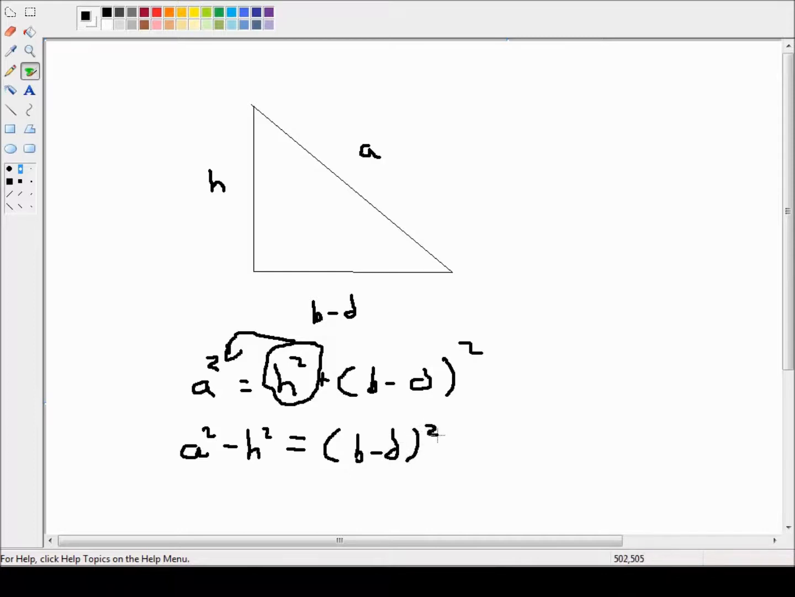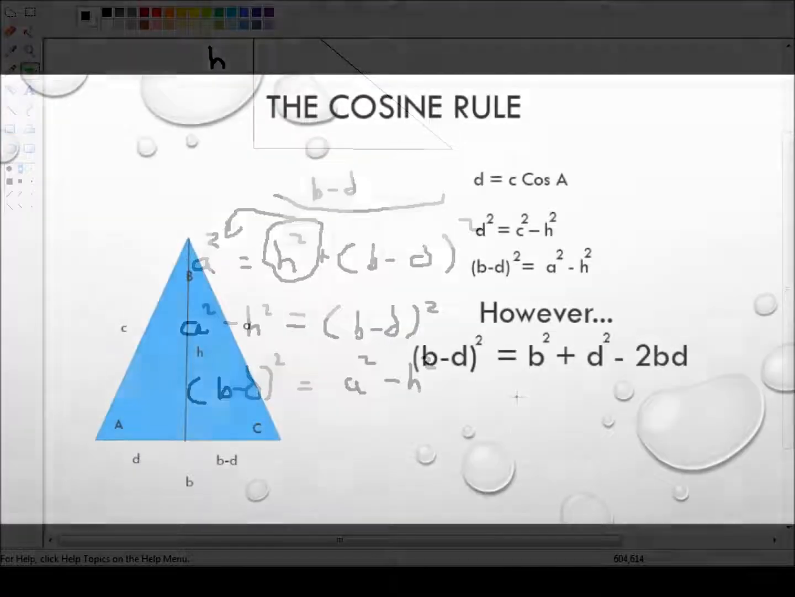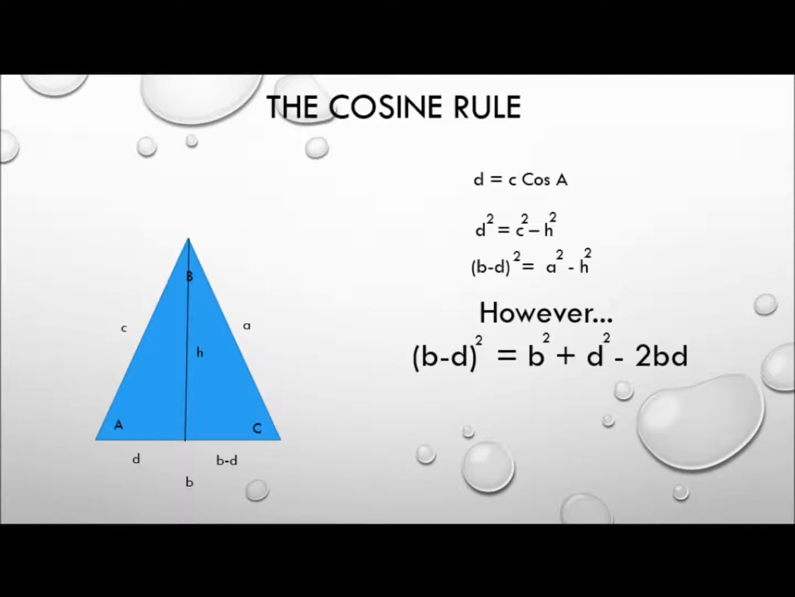And remember, b minus d is the length here. Now, if the left hand side is equal to the right hand side, then the right hand side is equal to the left hand side. That's what equals means. So that means that b minus d squared is equal to a squared minus h squared. And that's all there is to it. However, when we expand out the b minus d squared, we get b squared plus d squared minus 2bd.